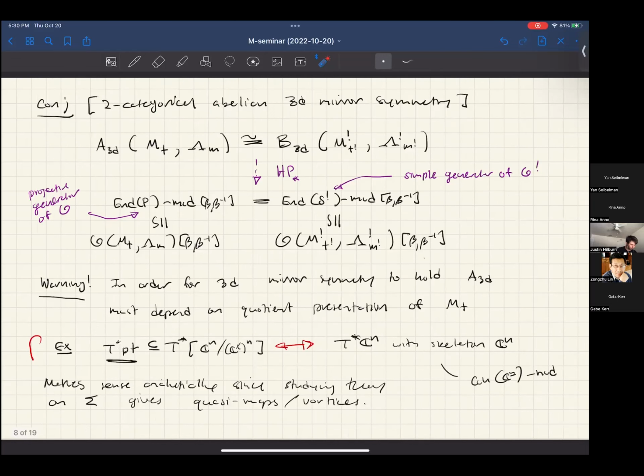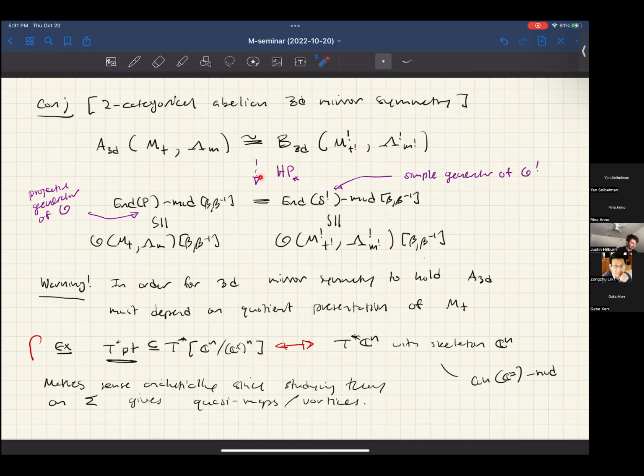this sort of stuff. And so then the conjecture, which is this two categorical abelian 3D mirror symmetry conjecture, although I should say that it's basically a theorem by now, is that if you look at the 3D A model of the hypertoric variety that you get by looking at your abelian gauge theory with this parameter T and Lagrangian skeleton corresponding to M, and that's going to be equal to the B-type category where you look at the mirror theory with the same sort of thing.